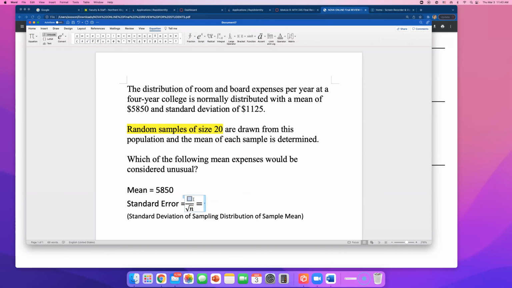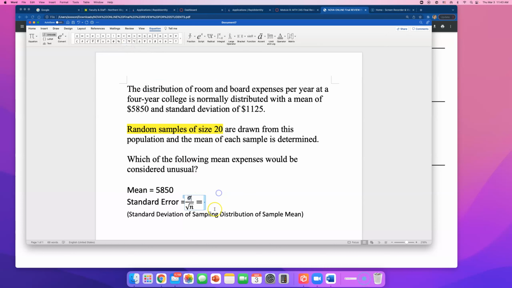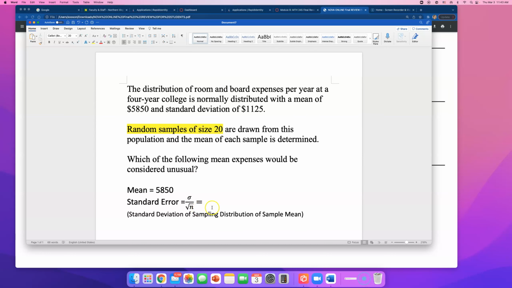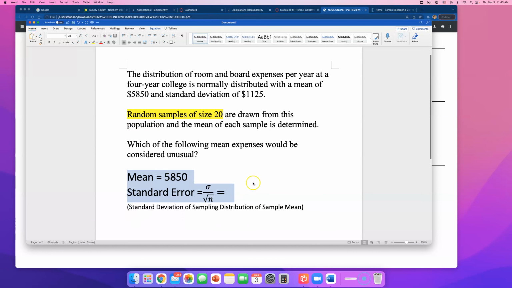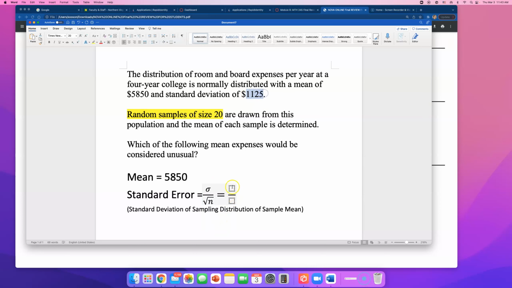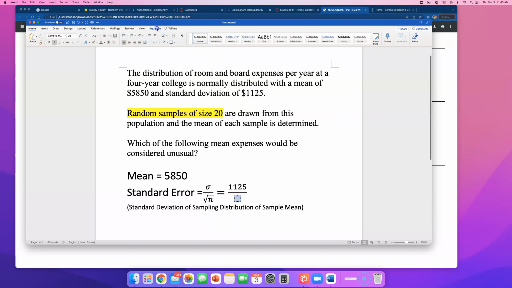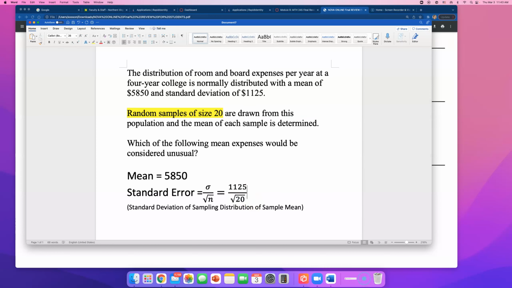Oh, whoopsie daisies, I'm sorry, I almost said the wrong thing. It's the population standard deviation divided by the square root of the sample size. But we have all the numbers to find this standard error. Let's plug this in. The population standard deviation was given as 1125, so that's the numerator. The denominator is the square root of the sample size, 20.